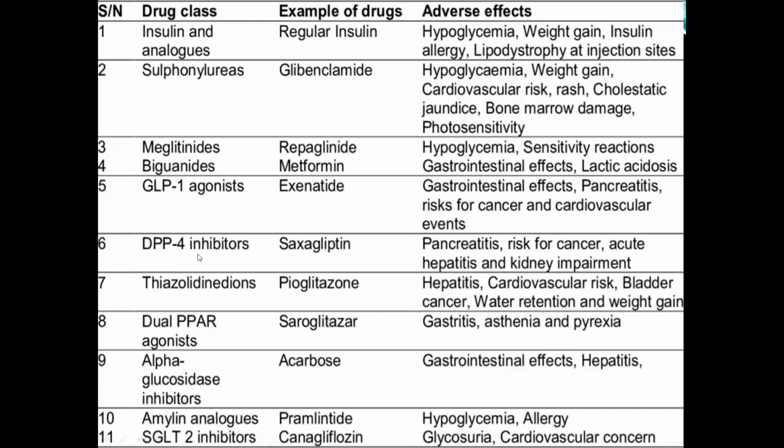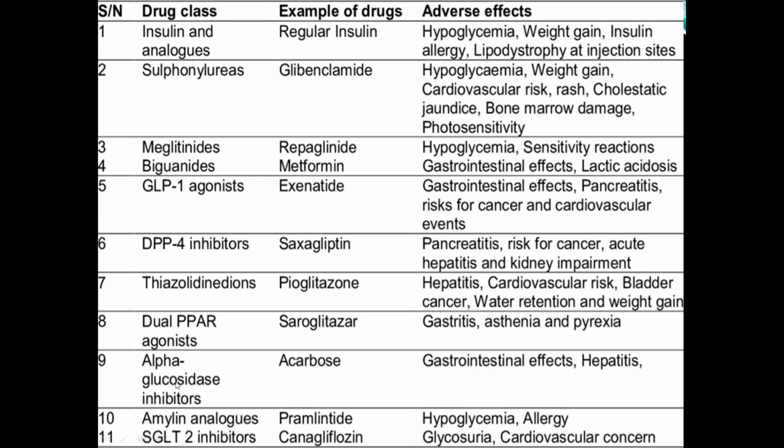And I've got our DPP4 inhibitors, saxagliptin. Side effects are pancreatitis, risk for cancer, acute hepatitis, and kidney impairment. Then we've got thiazolidinediones. An example is pioglitazone. Side effects are hepatitis, cardiovascular risk, bladder cancer, water retention, and weight gain. And we've got dual PPAR agonists. Example is saroglitazar. Adverse effects include gastritis, asthenia, and pyrexia.